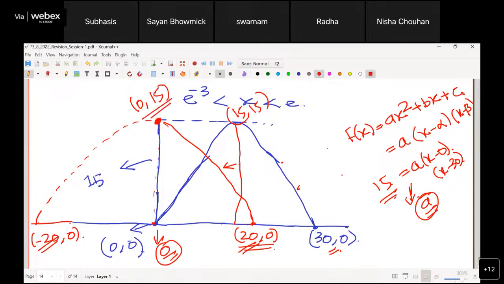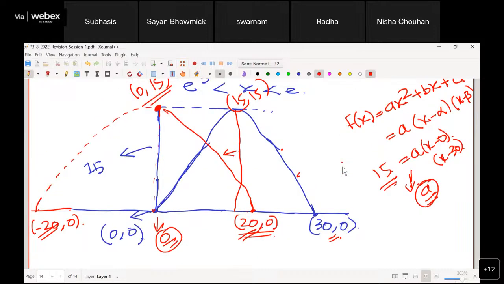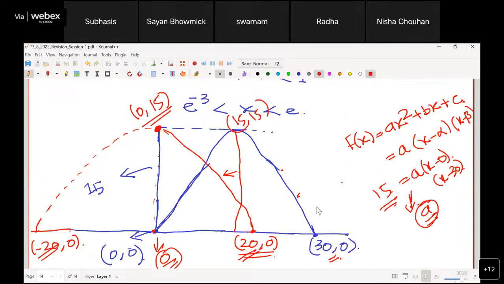Okay, sir, got it. So we need the root form of the equation. It's easier, at least for me. There are multiple ways of doing this. If you know the axis of symmetry, there is a formula, the vertex form, I guess. But if you know the roots, then you don't have to remember anything. You just simply apply this. Okay, sir, got it. Thank you, sir.